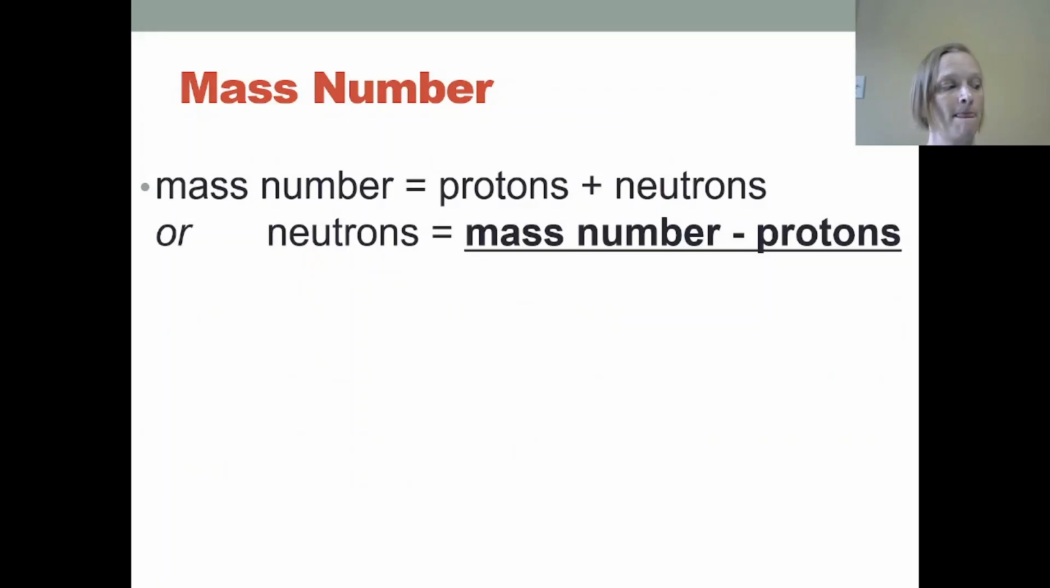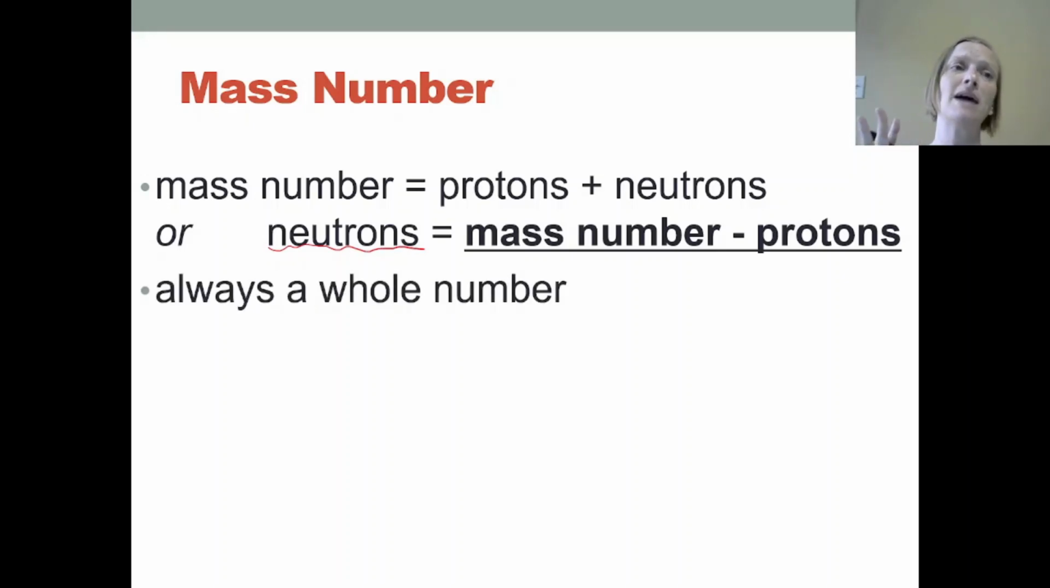So, mass number. Mass number is defined as being the protons plus the neutrons. We can rearrange this equation by subtracting protons from both sides of the equation, and then we have that the neutrons equals the mass number minus the protons. This is useful because sometimes we know the mass number, but we want to find out the number of neutrons.